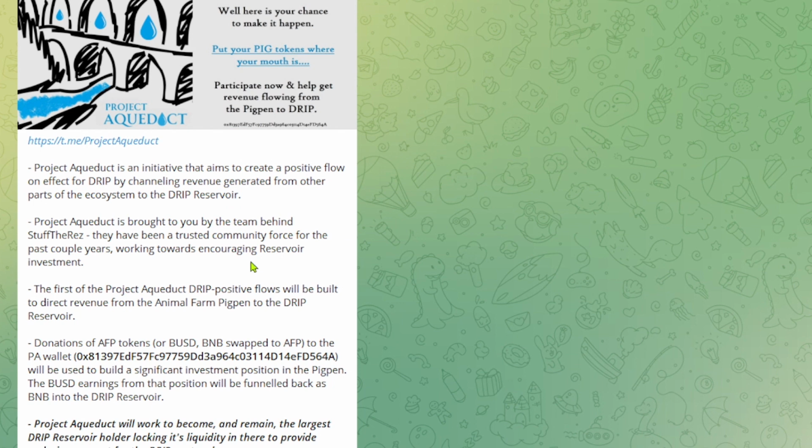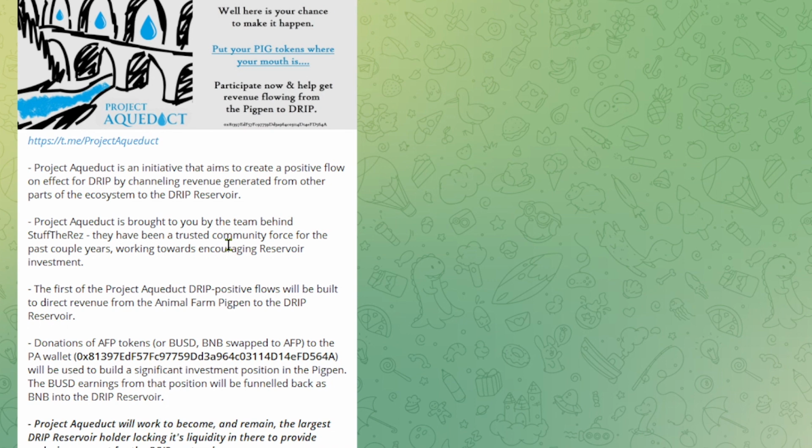So this is from the Stuff the Res committee, I guess you could say. And the goal is to collect donations for AFP tokens, BUSD, BNB, or that will be swapped to AFP, to basically migrate liquidity from the animal farm to the reservoir. Now, I like this idea. I've been telling people this is exactly, again, what I mentioned with Crypto Ranch. So one way to make the ecosystem circulate the money back to Drip.